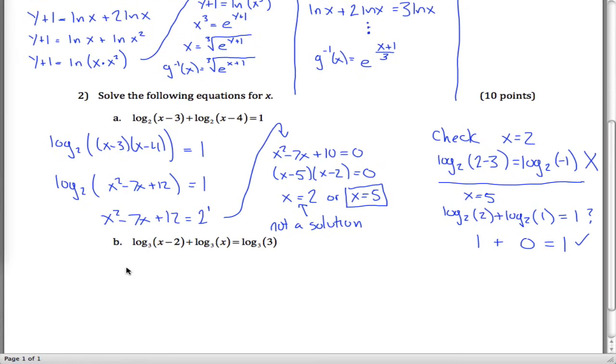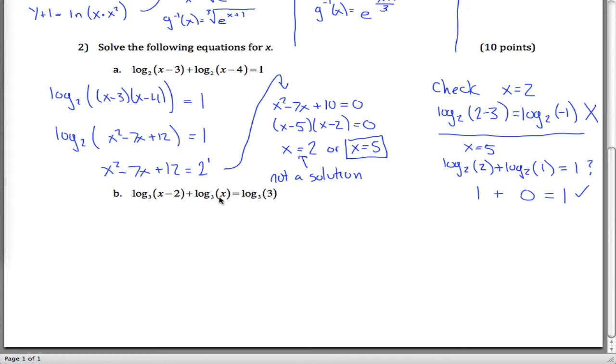All right, moving on to the last part. Another mess with logs in it. Strategy for solving it, I don't know, you got a couple different ways you could do it. You could subtract this log base 3 over to the other side. I think what I would do is I'd first take advantage of the log rule over here. I'd say I have the sum of 2 logs. That's the same as the log of the product. So x minus 2 times x. And that's got to be log base 3 of 3.